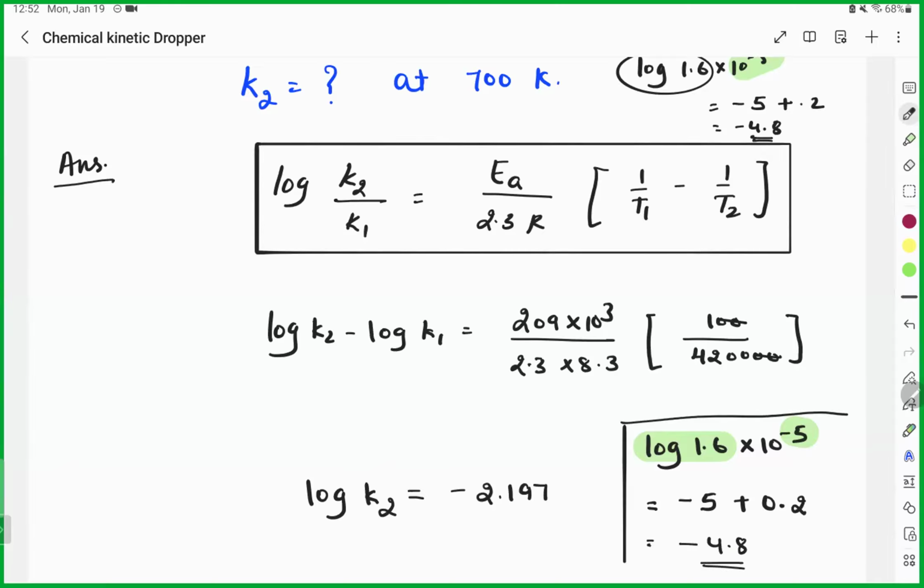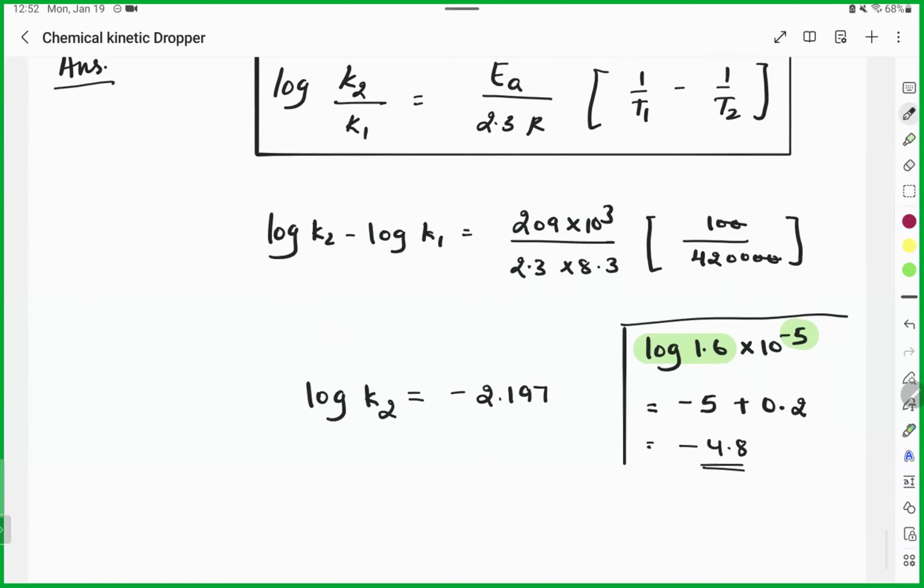No, sir. In NCERT this is given, but if you do the approximate calculation, you will get around minus 2.2. What you need to understand in this case is that whatever the number is, you will get almost the same value.